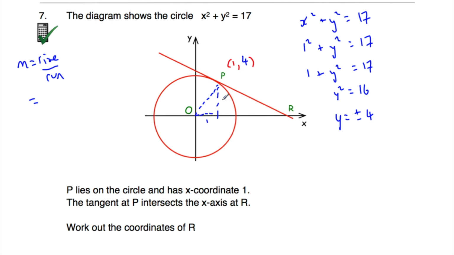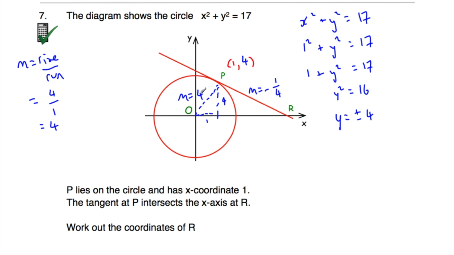So the run will be 1 and the rise will be 4. So we're going to do rise divided by run. 4 divided by 1 is equal to 4. So that means the gradient of OP is equal to 4. m is equal to 4. So now we want to find the gradient of this tangent. And the gradient of the tangent will be the negative reciprocal of that. So that'll be negative, and the reciprocal of 4 will be 1/4. So that means that the gradient of the tangent is -1/4.